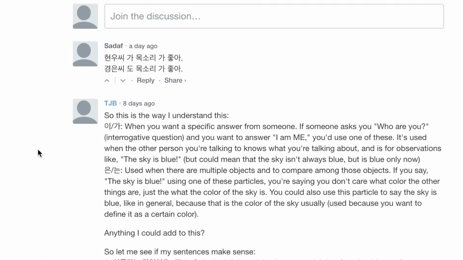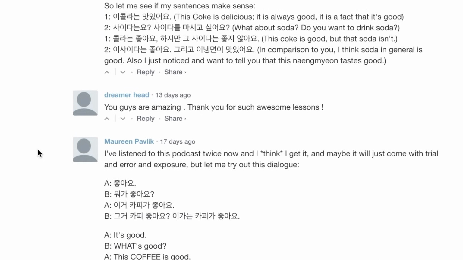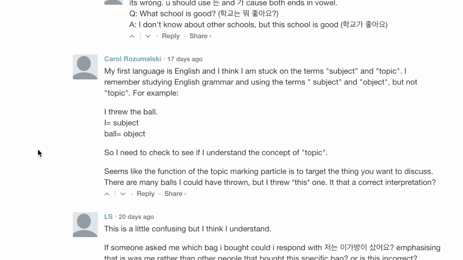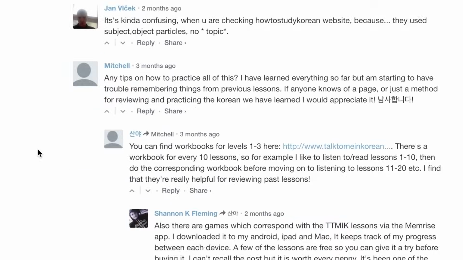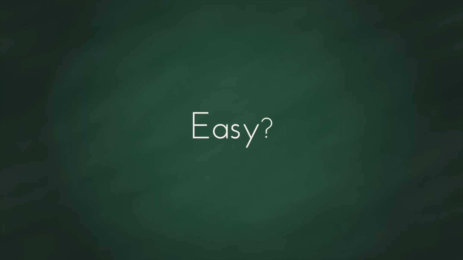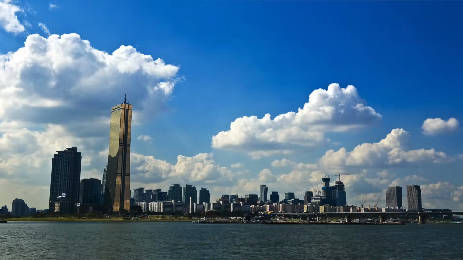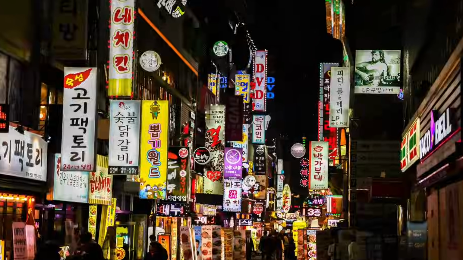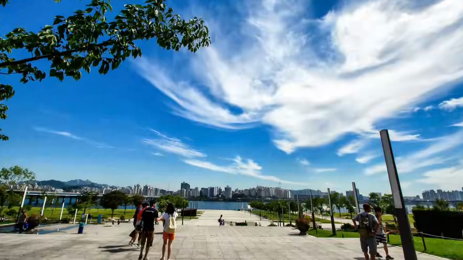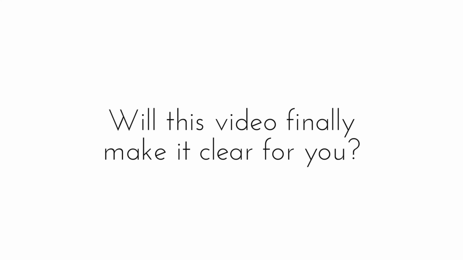And many people actually totally got it, totally understood it after listening to the audio lesson just once, and many people say that it's such an easy concept to understand, but still a lot of other people say that it's the most difficult concept to comprehend in the Korean language, even after living in Korea and speaking the language for many years. So we'll see how this video can help you out with that.